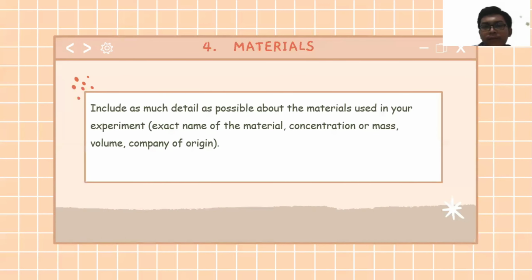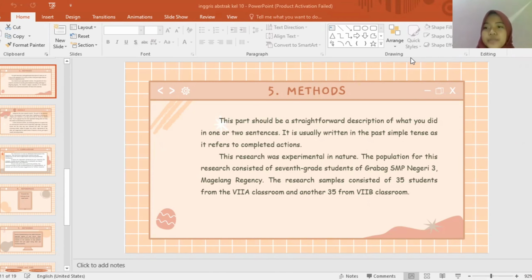Number 4, material. Include as much detail as possible about the material used in your experiment. Exact name of the material, concentration or mass, volume, company of origin. Point 5 is methods. This part should be a straightforward description of your procedure in 1 or 2 sentences. It is usually written in the past simple tense as reference to completed action.